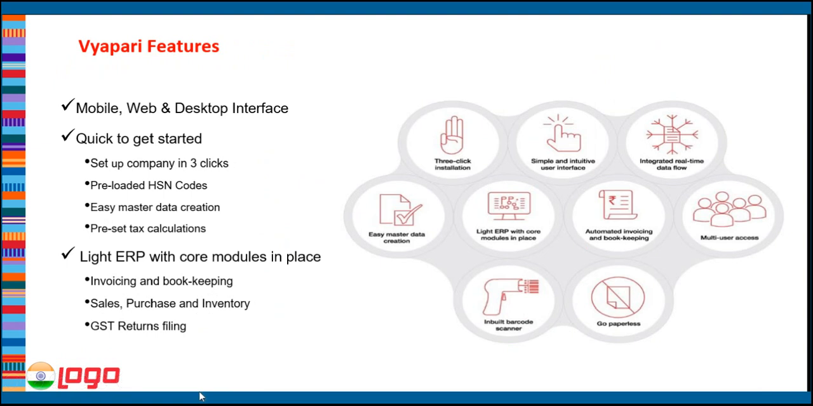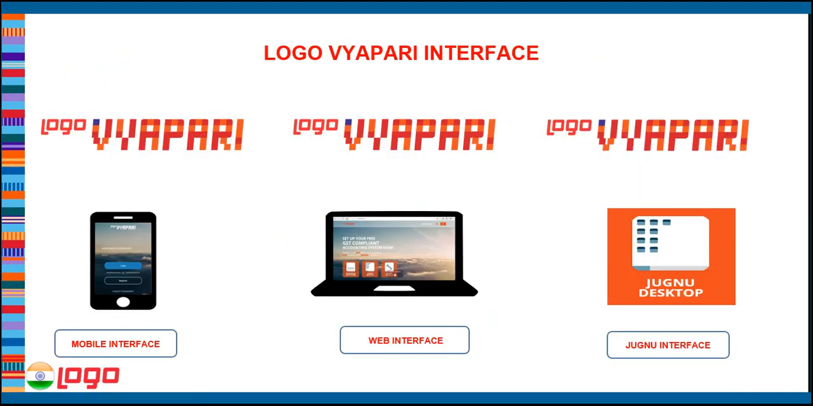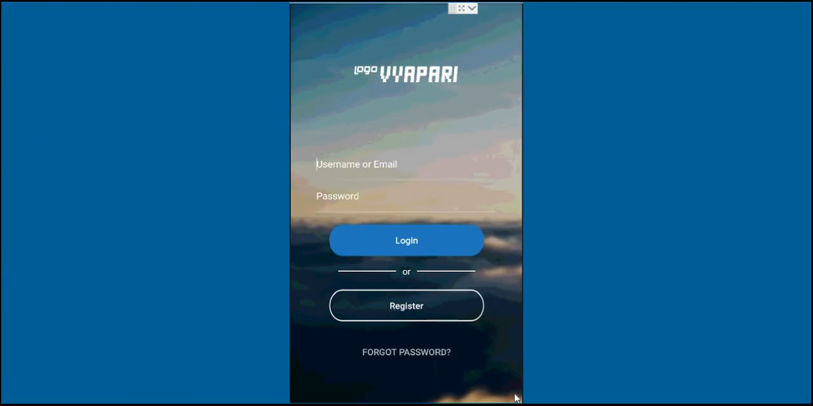These are the features of Logo Vyapari solution, like mobile, web and desktop interface, preloaded HSN code, and GST return filing. These are the three interfaces of Logo Vyapari: mobile application, web interface, and Jugnu desktop. First we will start with how Vyapari works in the mobile application.